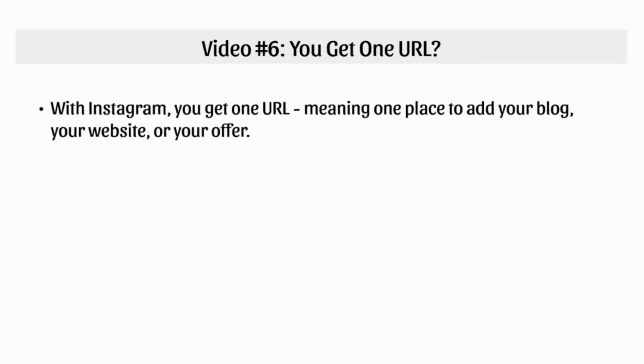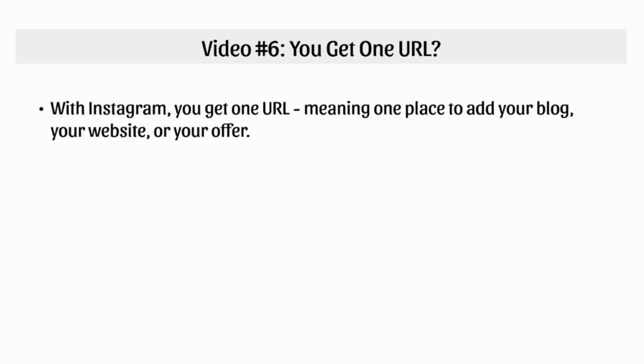So the reality is with Instagram, you get one URL, meaning one place to add your blog, your website, or your offer. It's not like Facebook where you can create a post every single time and put a URL directly to your offer. You get one URL, so you've got to choose it wisely. So the question is, what URL should you use? In this particular video, I'm going to talk briefly about the concepts, the fundamentals, and then I'm going to go to Instagram.com and I'll show you what we're looking at.